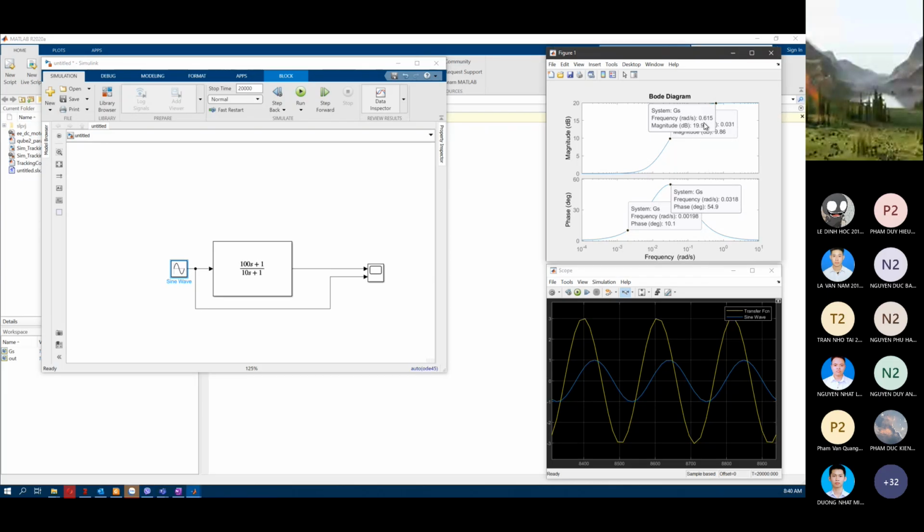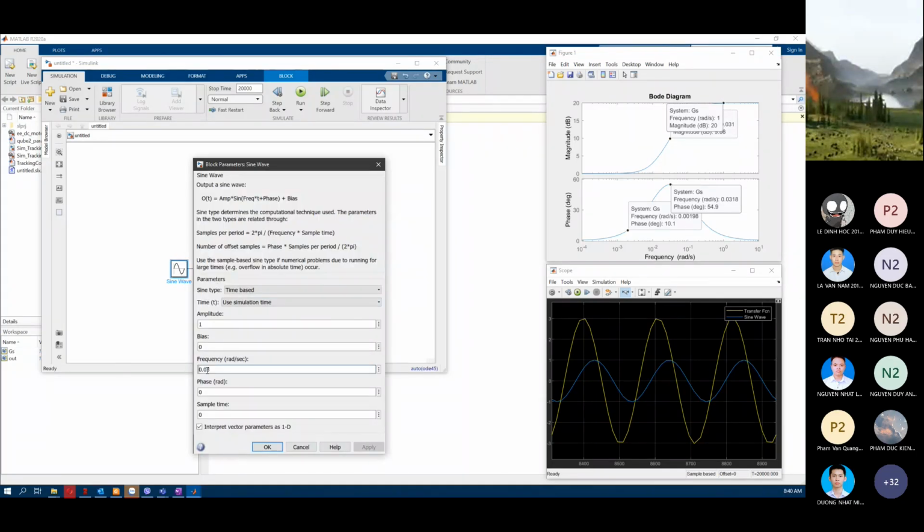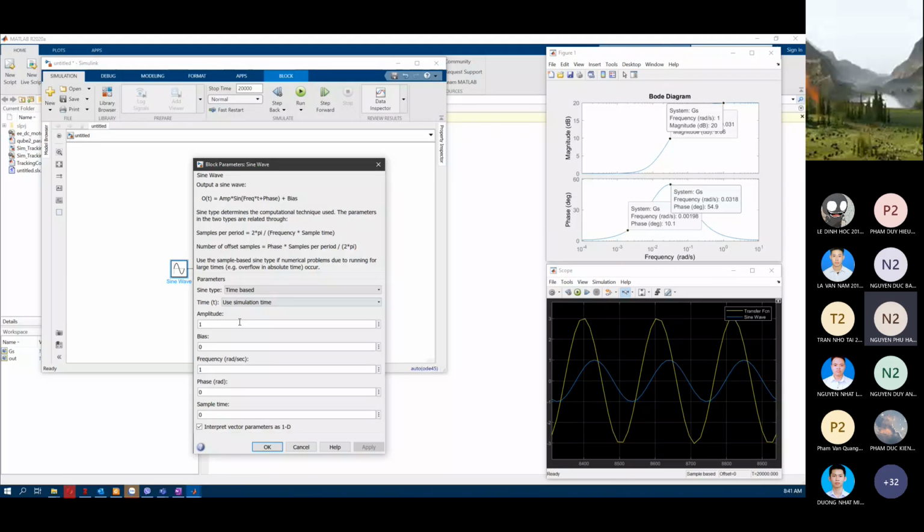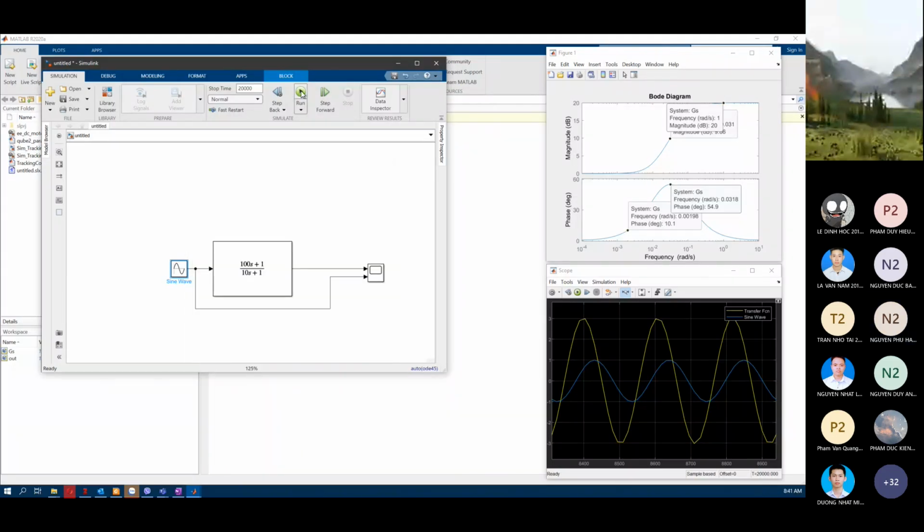Okay, the next one will have the frequency of, I will try this one, 1 radian per second. And you can see the magnitude is 20 dB. That means the output should be 10 times the input, right? So yes.